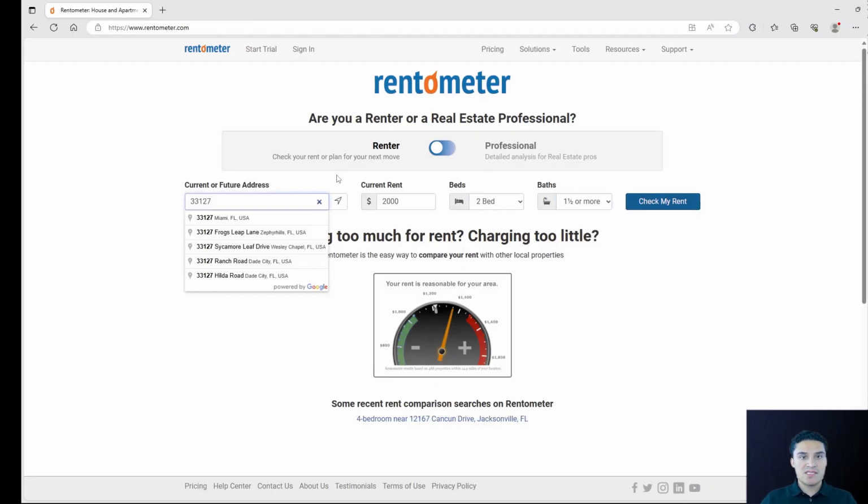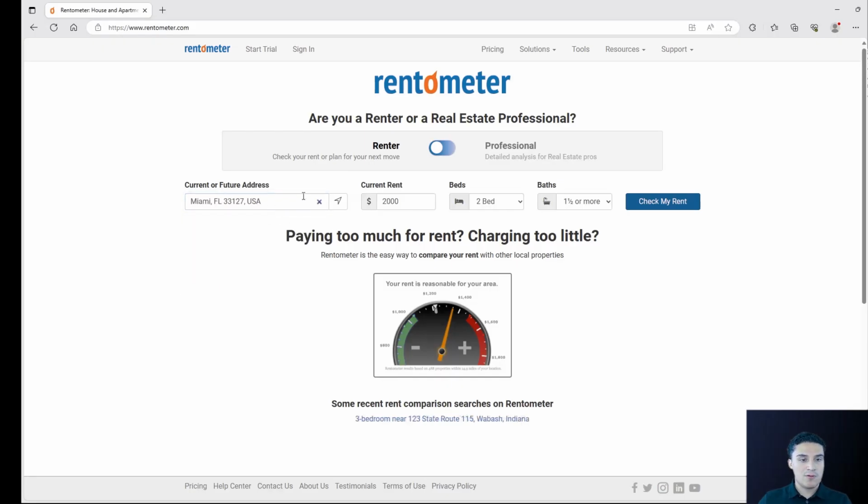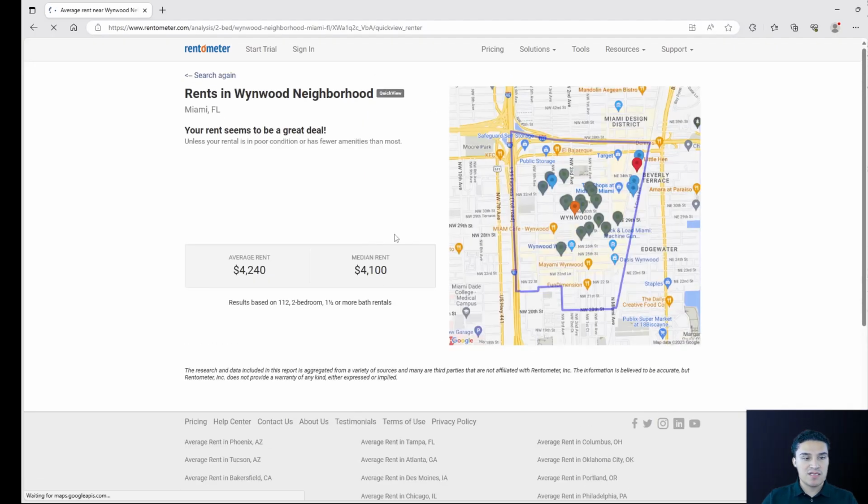Okay, so we're going to look at the zip code of the properties that we were just looking at on Zillow. And then we put here that it was a 2-bedroom. This is the best option that it can give me. So let's do one bathroom and a half. We're going to click on check. This is going to give us an idea. So the average rent in that area is about $4,200 right now. So you want to write that down as your market analysis, okay?